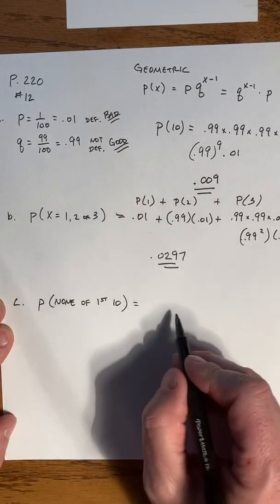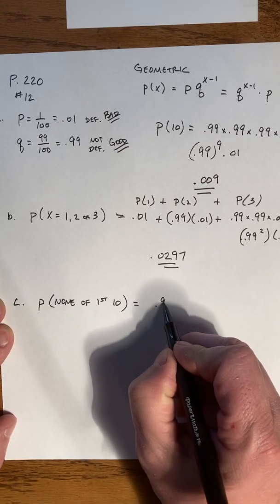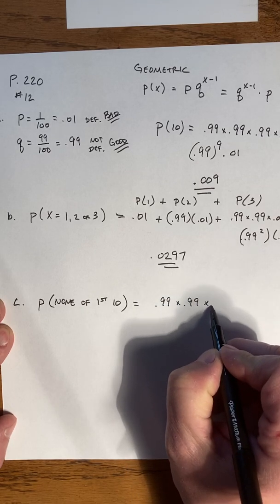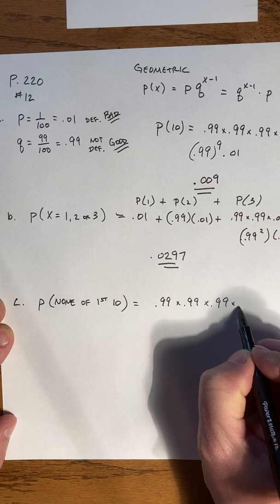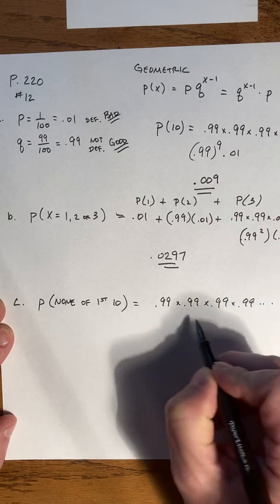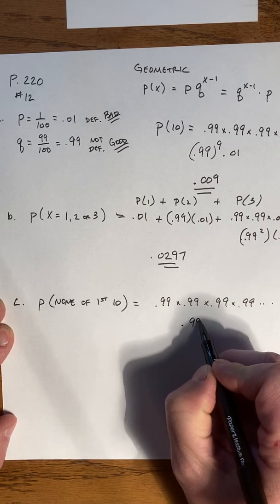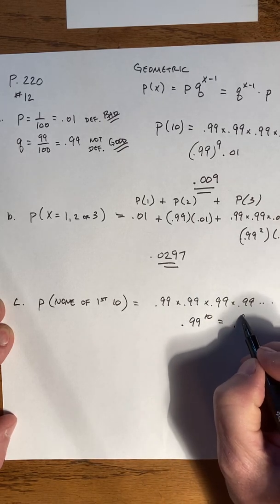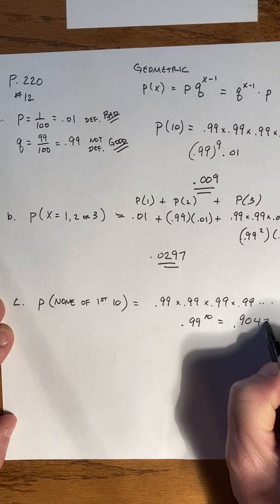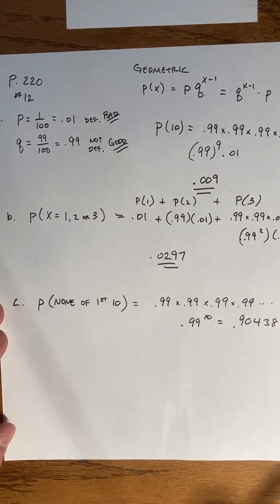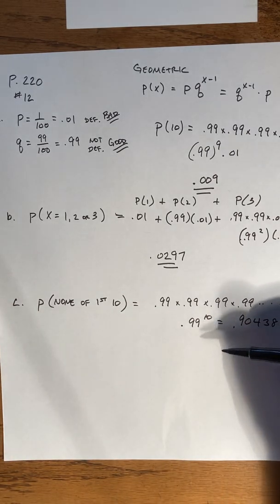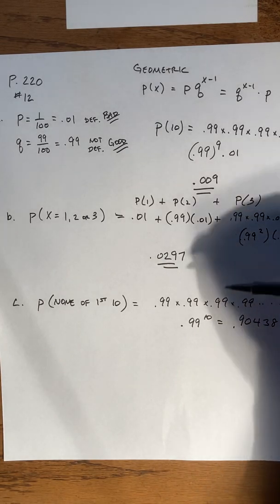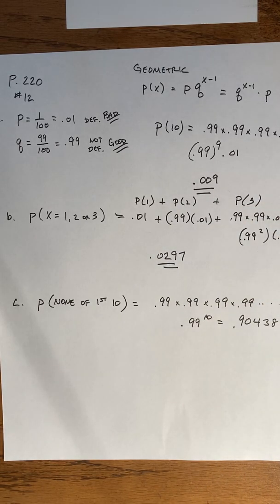But what we're saying is that we want a good one on the first try, we want a good one on the second try, on the third try, on the fourth try, and so on, all the way up to the 10th try. So this would be 0.99 to the 10th. This number comes out to be 0.90438. So again, we're not multiplying by a 0.01 here at all because we're just saying what's the probability of not getting a bad one at all.